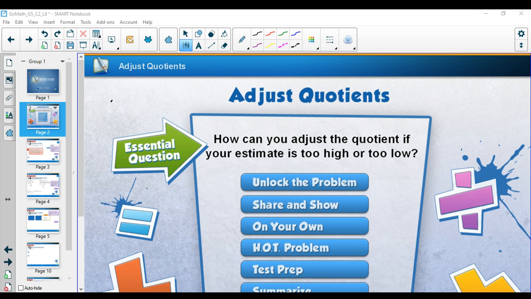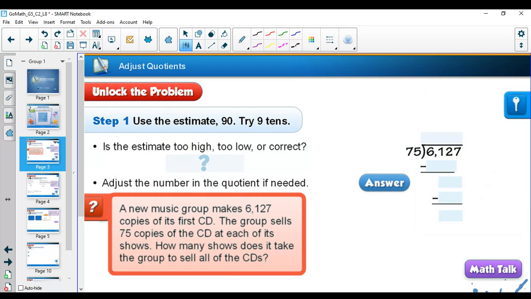Okay, so today we're going to be looking at lesson 2.8, and this is all about adjusting quotients, which we've been doing throughout chapter 2 as we've been dividing. So hopefully it's just a quick review, but it is nice to talk about it explicitly just in case you have any questions. So let's just jump right in.